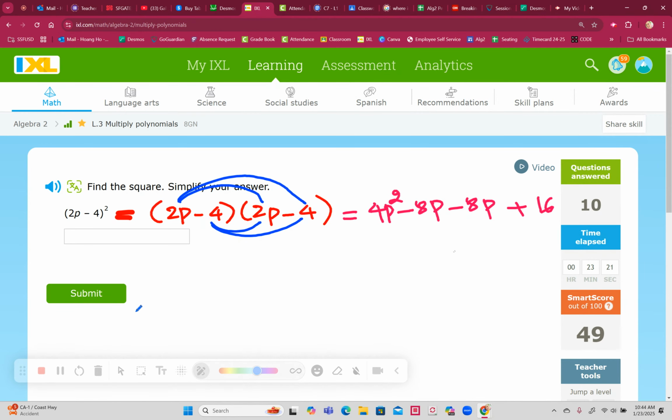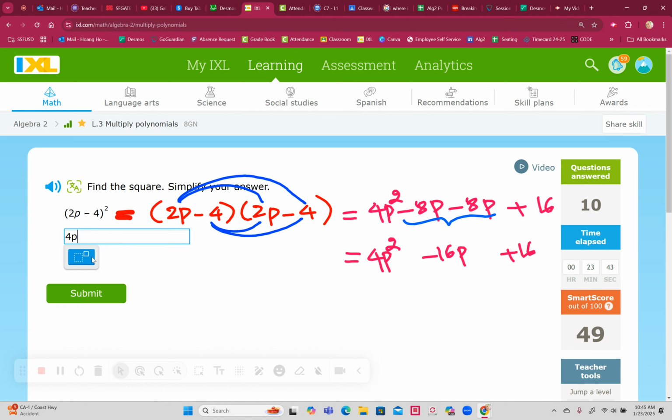Alright, combine like terms. So 4p squared, this one becomes negative 16p, and then 16 in the back. That's it. That's the final answer. Okay, 4p squared, subtract 16. Make sure you move the cursor down. Subtract 16p, and then plus 16. Okay, that's it. Submit. It said great job.